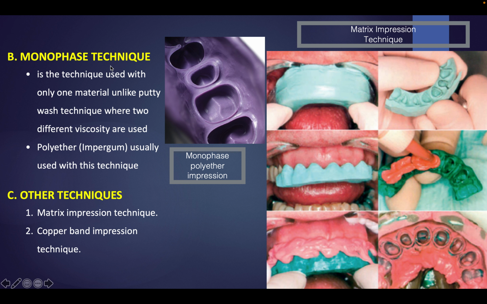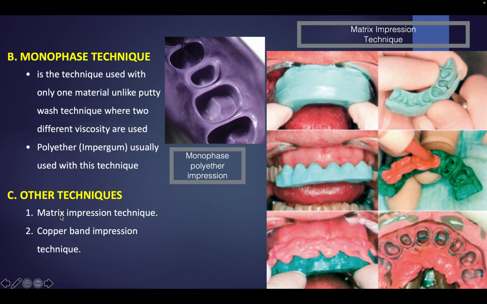Monophase is using one impression material, which is not light and putty. It's one phase. It's usually medium putty, and it is one material. There are no two viscosities, and it's available in polyether, like this image, or as well in PVS.